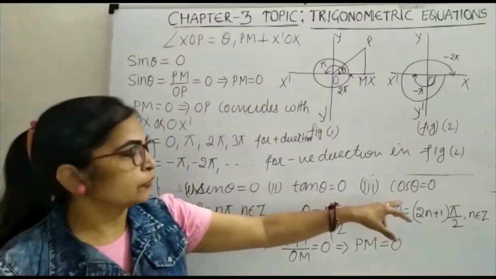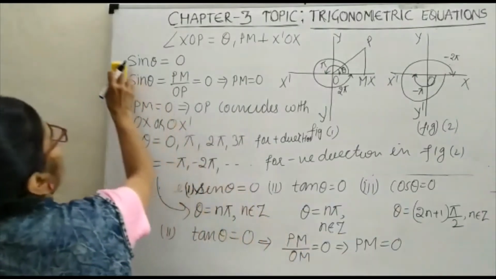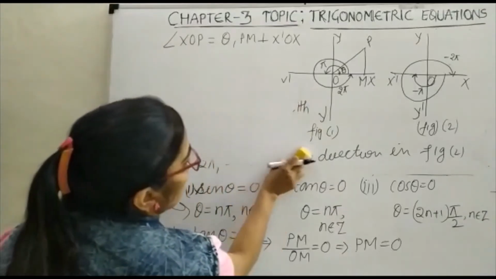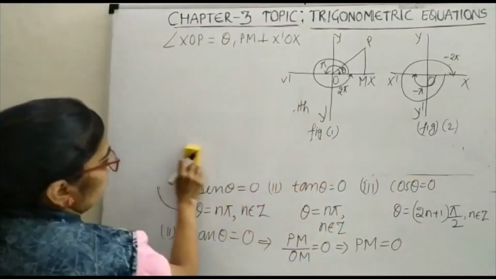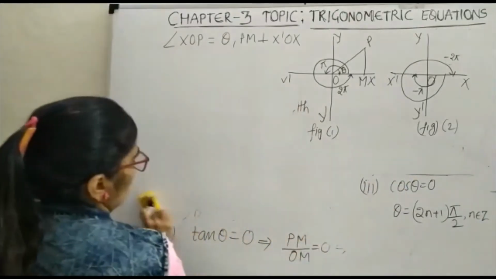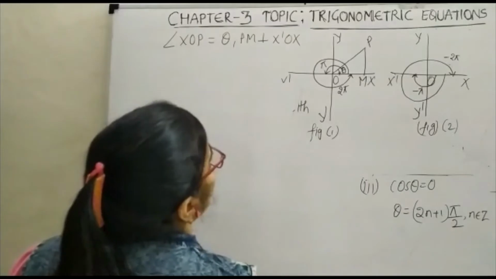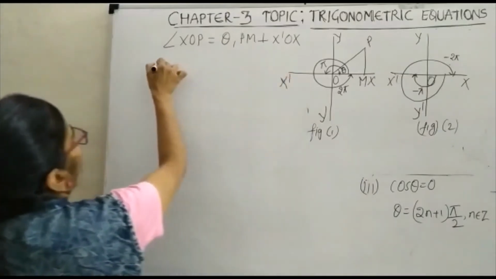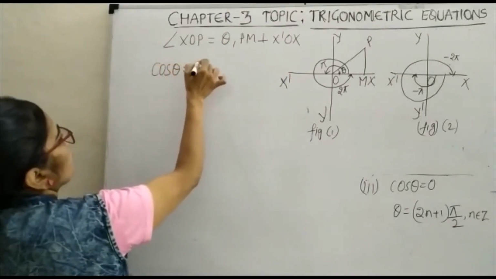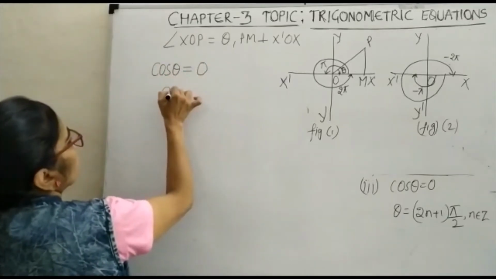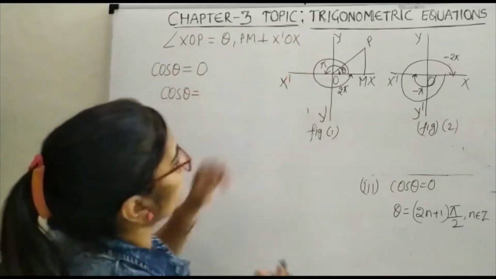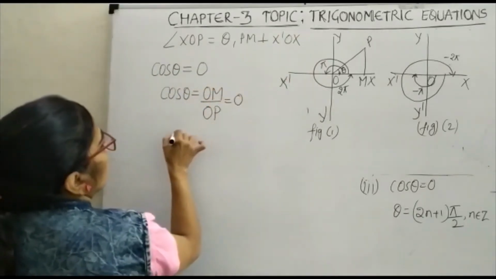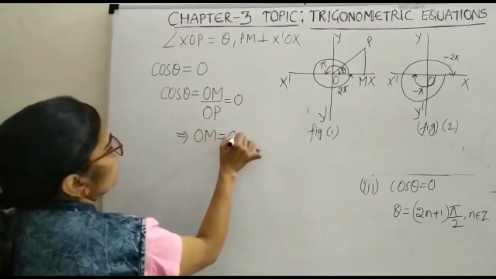Now we are moving on to the proof of the third one, that is cos theta is equal to 0. Now just see here, cos theta is equal to 0, right? Cos theta is base upon hypotenuse, that is OM upon OP is equal to 0, which implies OM is equal to 0.